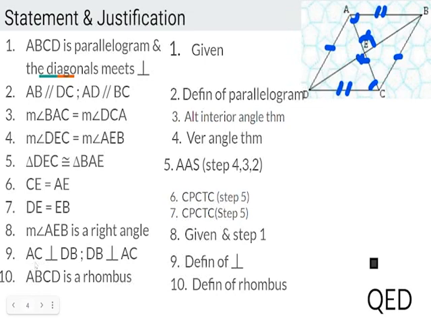line AC is perpendicular bisected by DB, and DB is perpendicular bisected by AC. Why? Because you see, based on the diagram, this entire line DB is being bisected by AC. Vice versa applies: AC is being bisected by DB. And ABCD is a rhombus. Why? Definition of rhombus.